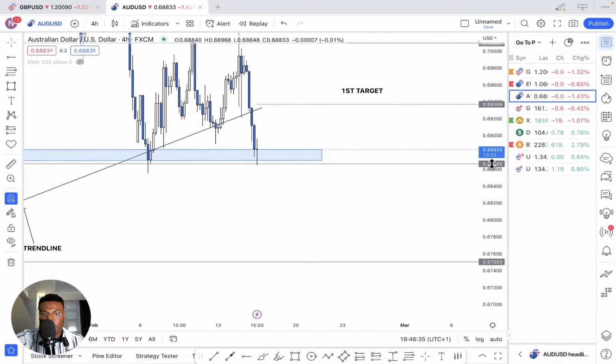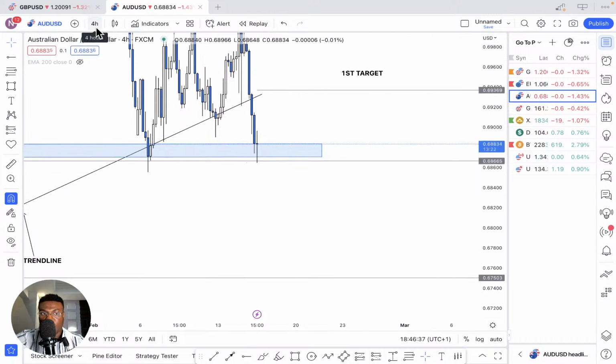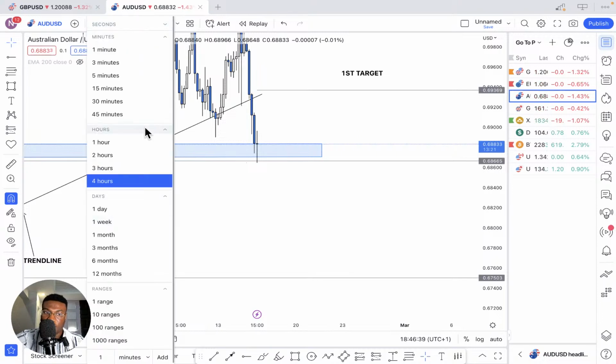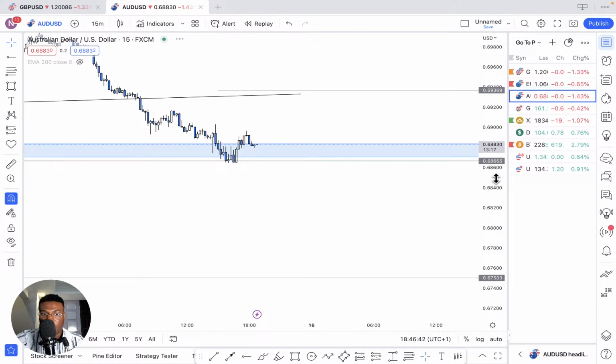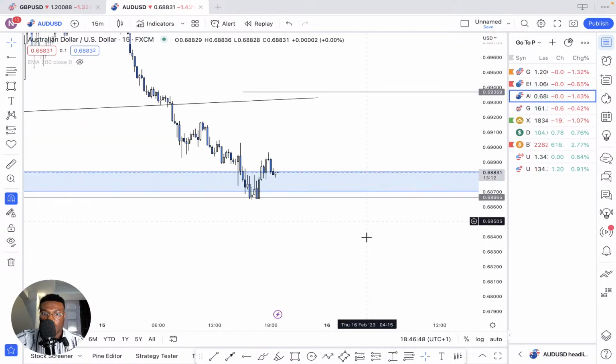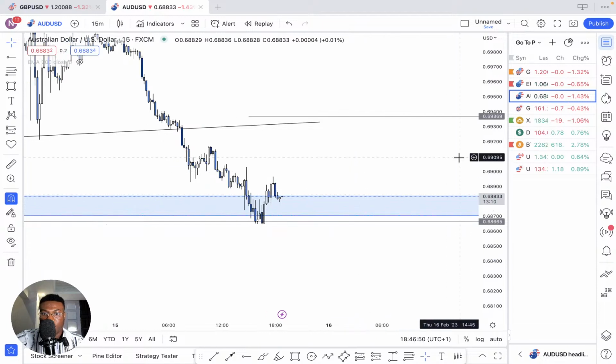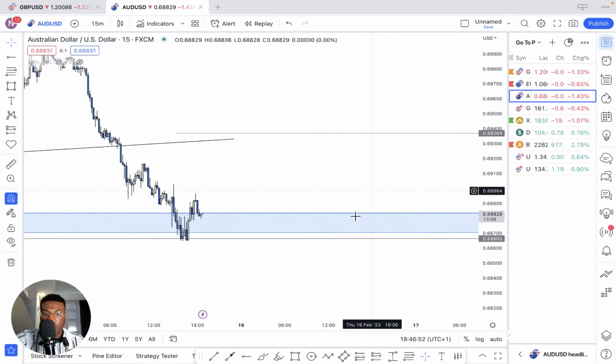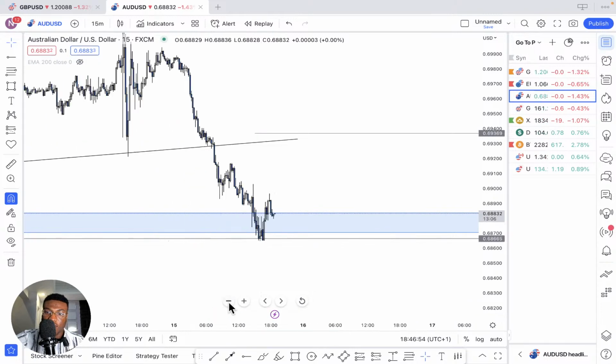But if you want to execute trades, remember you're using the 4 hour time frame for analysis, right? So if you want to execute trades and you go to, let's say, the lower time frame, like the 15 minutes time frame, right? Let me just zoom this out so you can see it clearly.